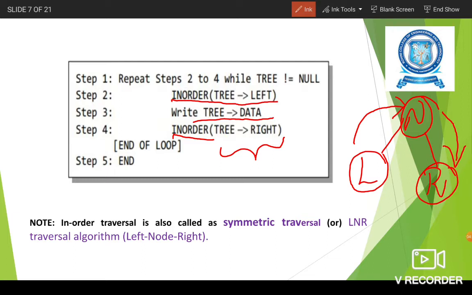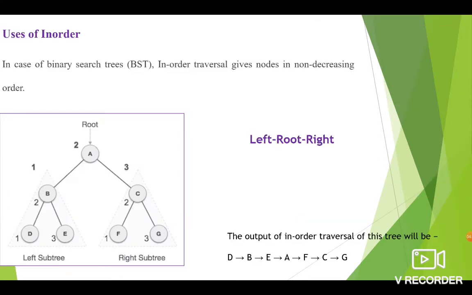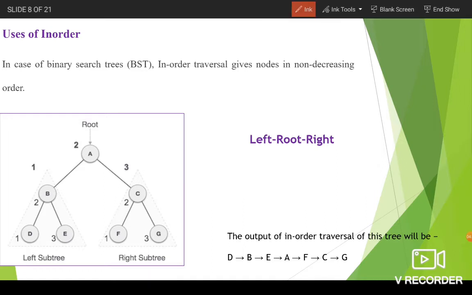Inorder traversal is also called symmetric traversal or LNR traversal algorithm, the left node right traversal algorithm. Okay, we move on to the example. So consider the given binary tree.